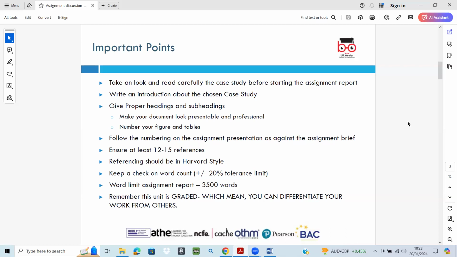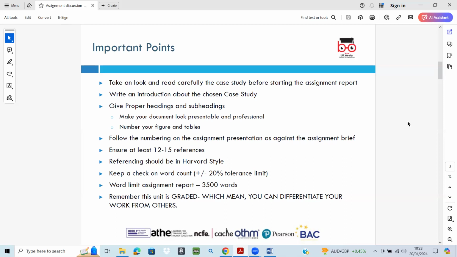Now, for example, we have mybib.com, we have Cite This For Me, so we can create the Harvard referencing there. We just need to make sure that we have selected the Harvard style, because those websites have so many options of different citation styles. So we need to make sure that we have selected the Harvard referencing style.